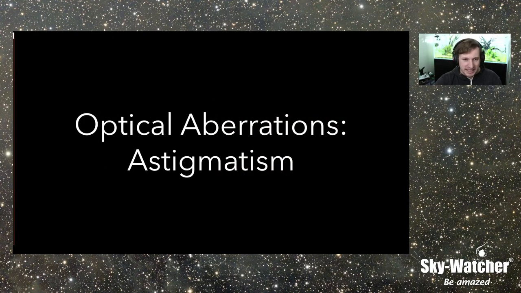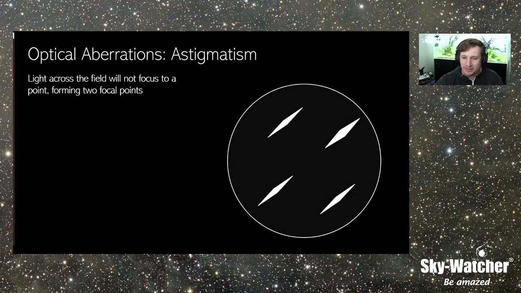Now, next one is astigmatism. And astigmatism is kind of an interesting one. It's one of those that you can't do a lot about. Again, it's kind of an optical issue. Light across the field will not focus to a point. It's generally forming two focal points. The stars actually look like lines or diamonds, if you will.